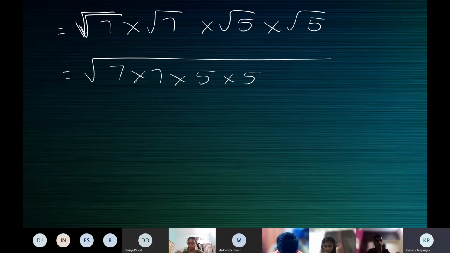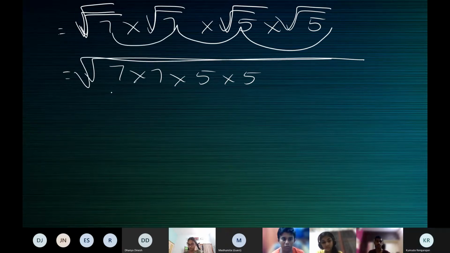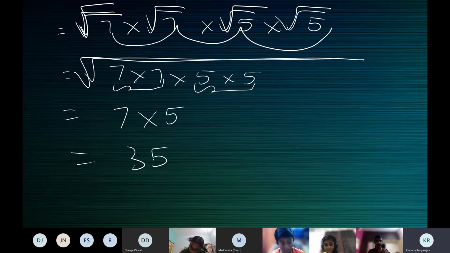So now all under the square root, you can put one big square root like this and write 7 into 7 into 5 into 5. Now you should not multiply. That is not what we have learned from the chapter squares and square roots. From two equal factors, one comes out of the square root. So 7 5s are 35 is the answer.